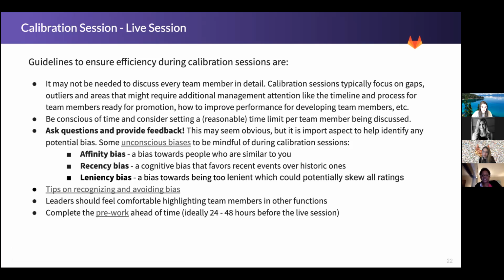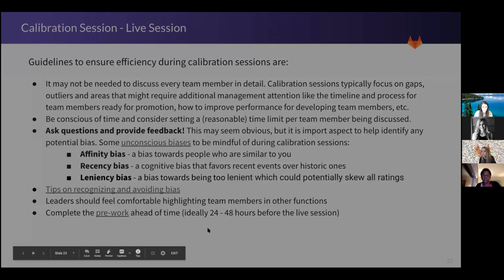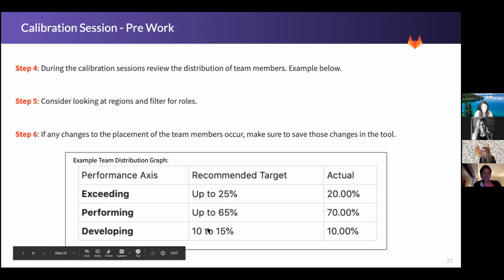During the calibration sessions, the department managers should be increasing awareness of top talent across the department. You're collaborating with your peers, the other managers, in doing that. You're discussing promotion readiness and planning promotions, or you're looking at succession planning. And then on slide 23, just an example of what that distribution could look like.